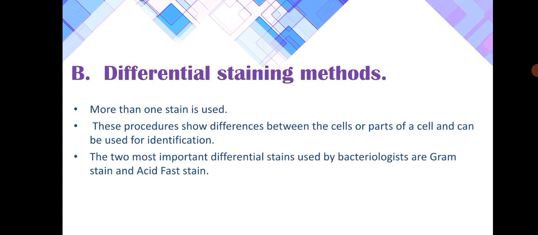Differential staining methods, where more than one stain is used. These procedures show differences between the cell or parts of the cell and can be used for identification. The two most important differential stains used by bacteriologists are gram stain and acid-fast stain.